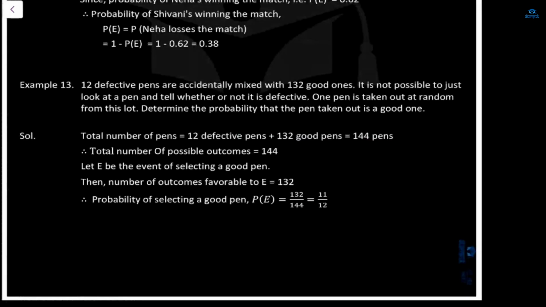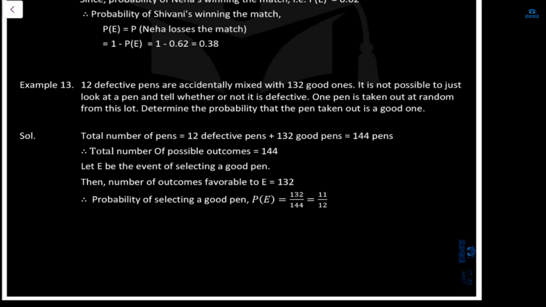Now, defective items. Many times questions are asked on defective items. Any item can be asked as defective. So 12 defective pens are accidentally mixed with 132 good ones. Maybe they fell down or, because of some cause, mixed up with the good ones. There were 132 good pens and 12 defective pens. So in total we have 144 pens.